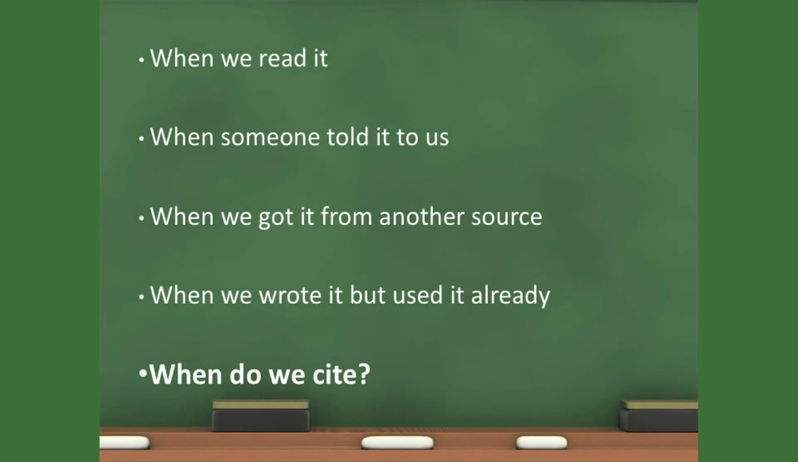So citation is really important because I think this is what gets the most kids, is plagiarism. When do you cite things? When you've read it, when someone else told it to you, when you got it from another source that's not your brain, when you wrote it but you used it already, when you wrote it but you used it in another paper.